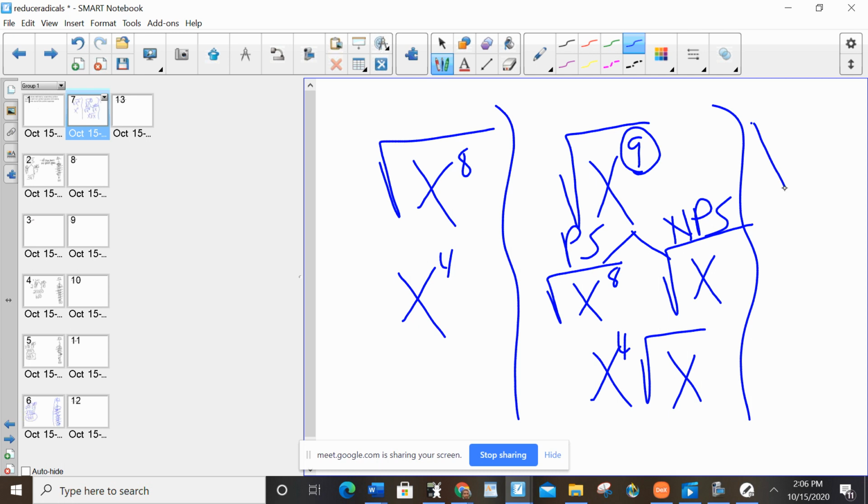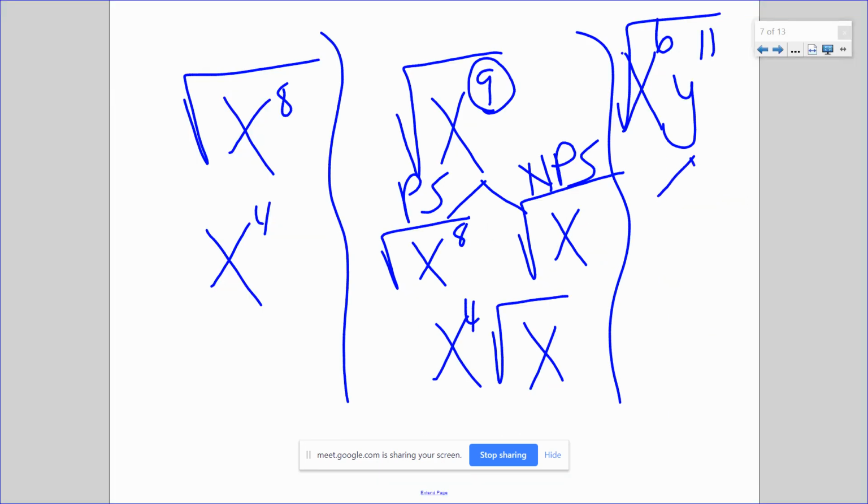So, if I have x to the 6th, y to the 11th, I'm going to break it down into perfect squares and non-perfect squares. Is x to the 6th a perfect square? Yes. It's an even power, so the whole x to the 6th is going to come over here. Is y to the 11th an even power? No. So I'm going to drop it down 1 to y to the 10th. That's my perfect square. And then I have a leftover y to go with the non-perfect square.